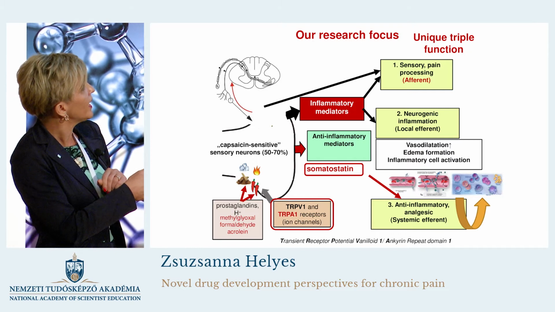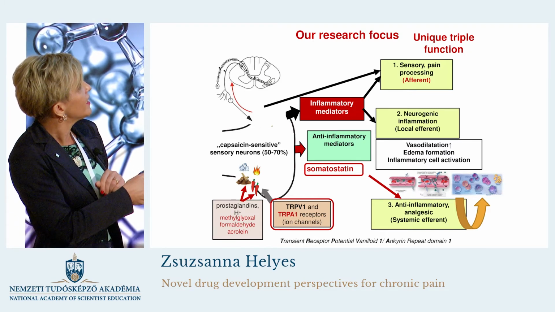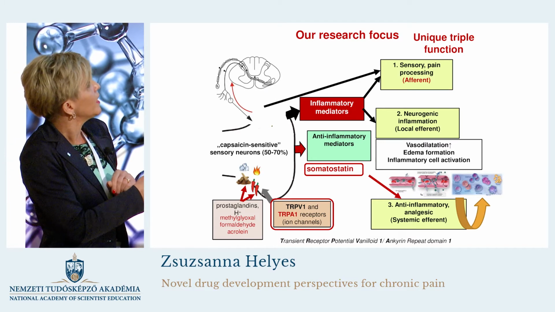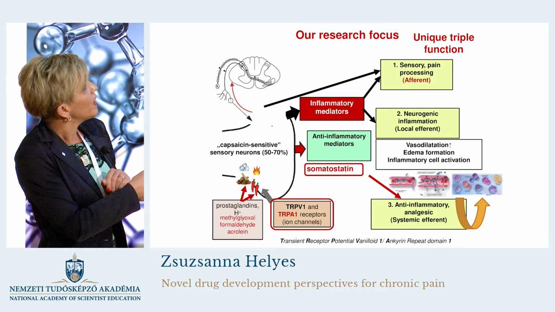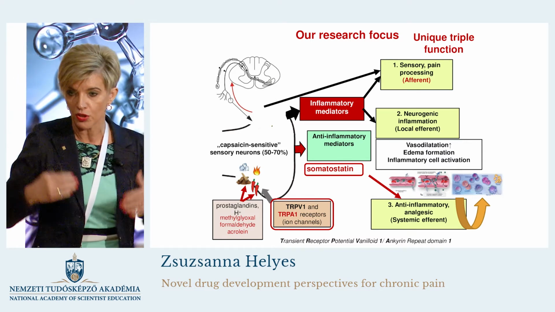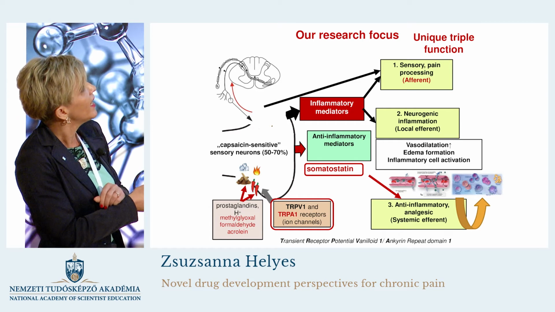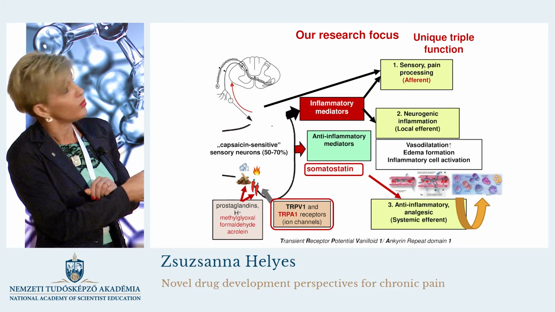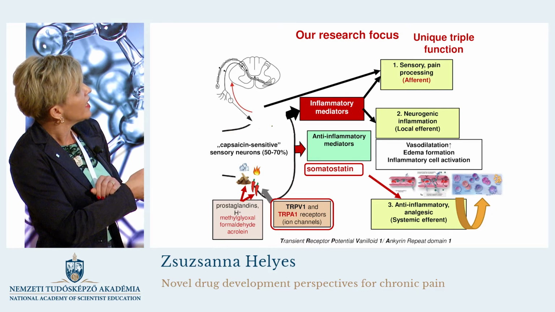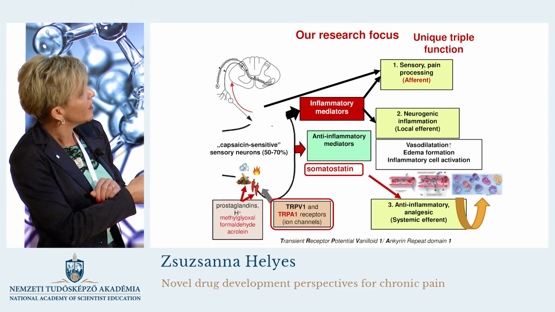And why are these capsaicin sensitive? Very important and unique. They are called capsaicin sensitive because they express the receptor for capsaicin in the membrane, and they are unique because besides sensing pain and giving information to the brain about painful stimuli, which all sensory neurons can do, they also release mediators, and these mediators are both inflammatory and anti-inflammatory.